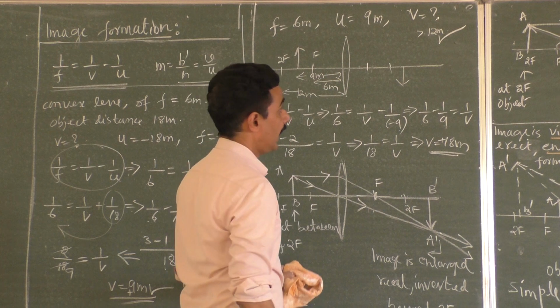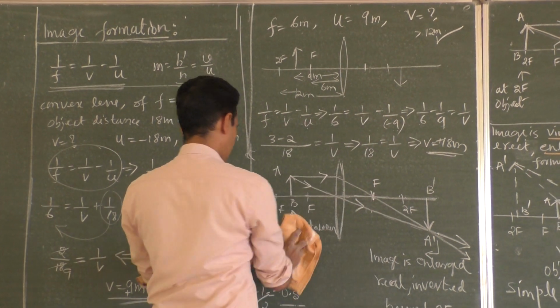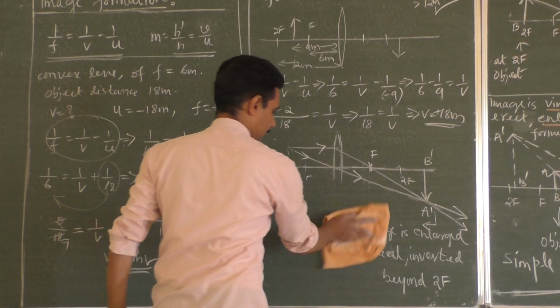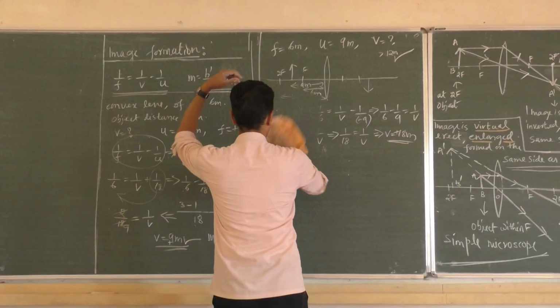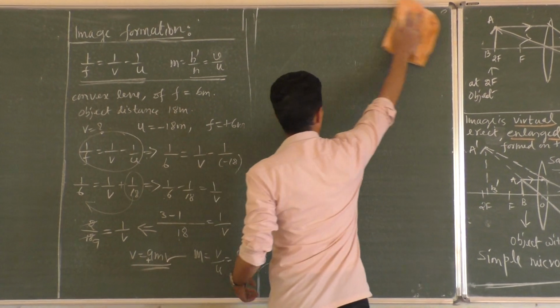What about at 2F? We will take that case. That's a beautiful case. When the object is at 2F, the image is also formed at 2F, and the image is of the same size. Okay?